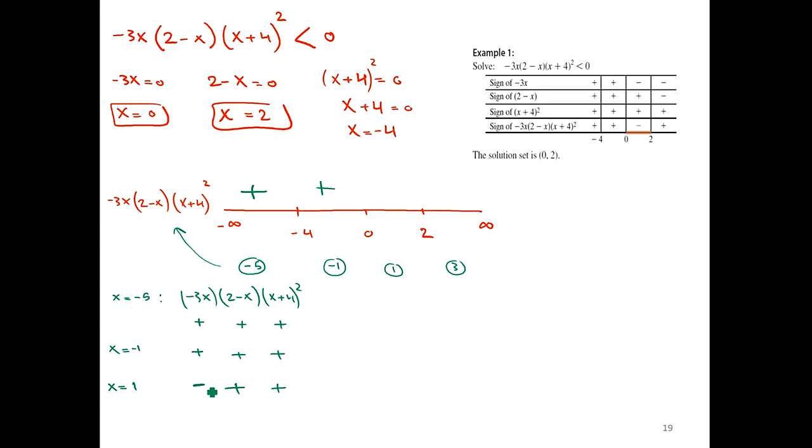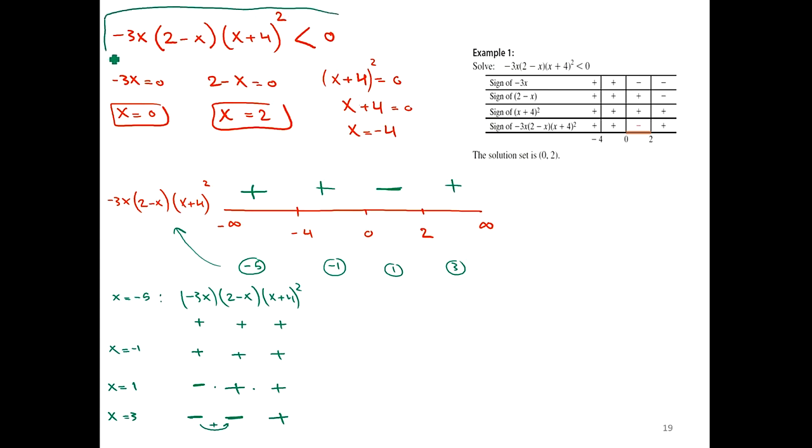Look at this, they are multiplied together. Negative multiplied by positive, multiplied by positive, gives negative. After substituting x equal 3, minus 3 times 3 is negative, and 2 minus 3 is also negative. 3 plus 4 is 7, squared is 49, positive. Negative multiplied by negative is positive, multiplied by this positive, so we have positive.